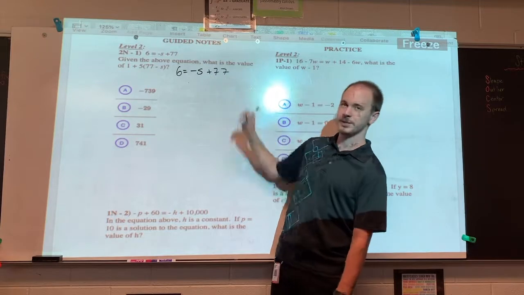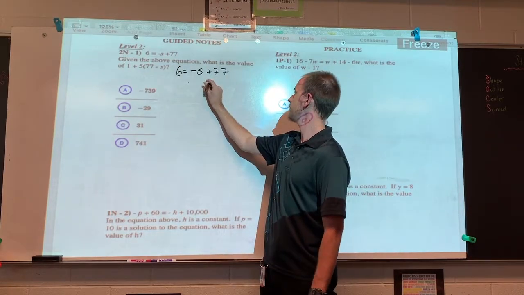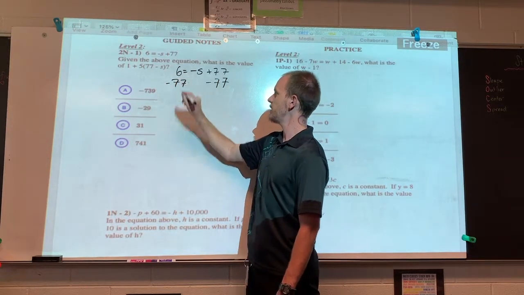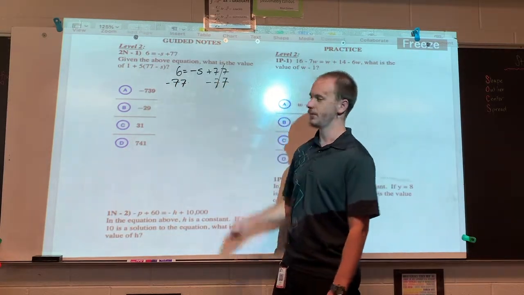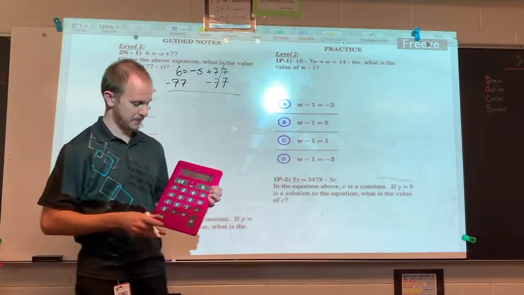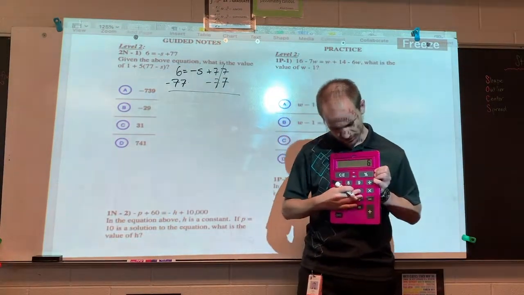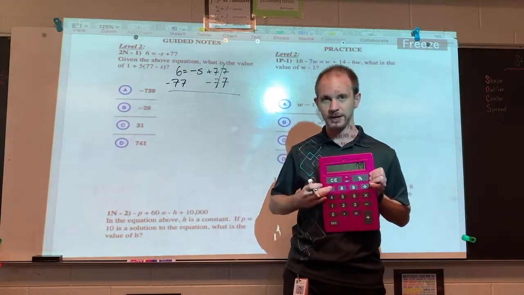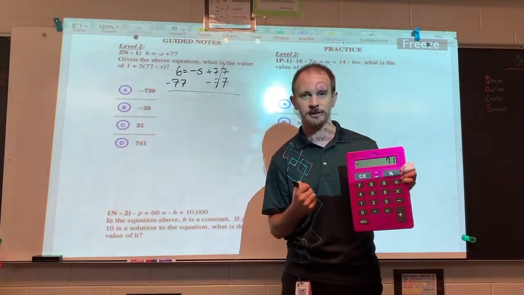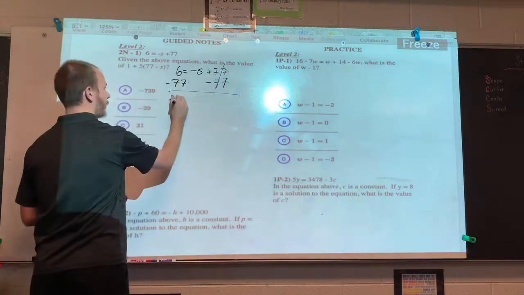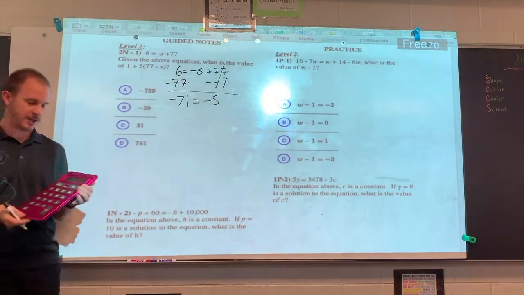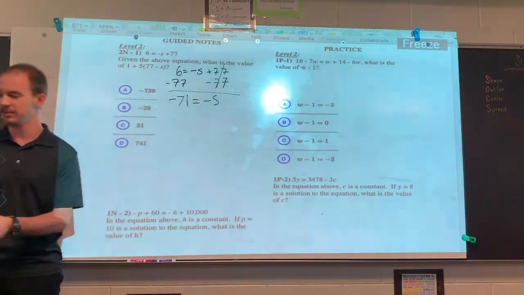So I notice I have plus 77, so I'm going to do the opposite, which is minus 77. And what I do to one side, I do to the other. My 77s will cancel, and I have 6 minus 77. So I'm going to take my calculator and go 6 minus 77 equals, and I get negative 71. Equals negative s. Be careful not to drop your negative there.